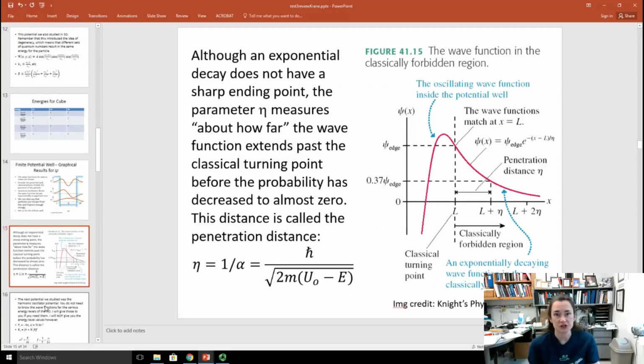Now, although an exponential decay, which is what happens when it hits the barrier of the well, doesn't have a sharp ending point, sometimes we can use a parameter that measures about how far that wave function extends past the classical turning point and buries into the well. We call this parameter in our textbook eta, okay? And it's known as the penetration distance. And eta is equal to h bar divided by the square root of 2m times U naught minus E. So you can figure out about how far the particle went into the well.